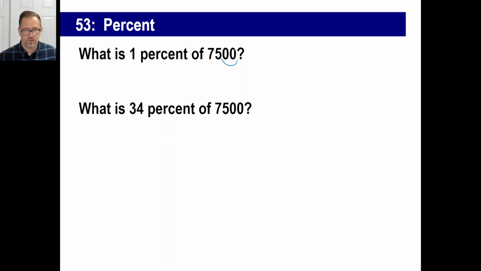What's 34% of 7,500? Ooh, this is kind of weird. Now, all you would need to do is go, okay, well, 34% of 7,500, you could just say, all right, I'm just going to multiply 0.34 times 75, or you could just take what is 1%, which we know is 75, and then multiply that by 34. That's all you need to do, okay?